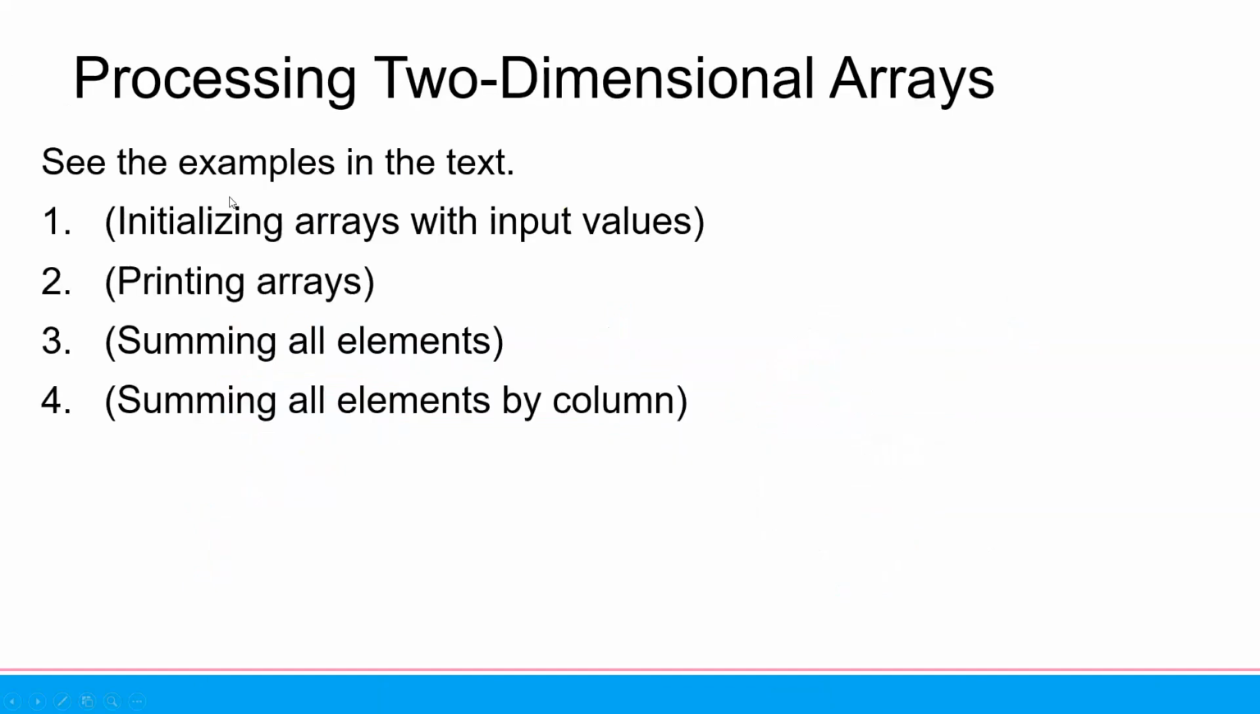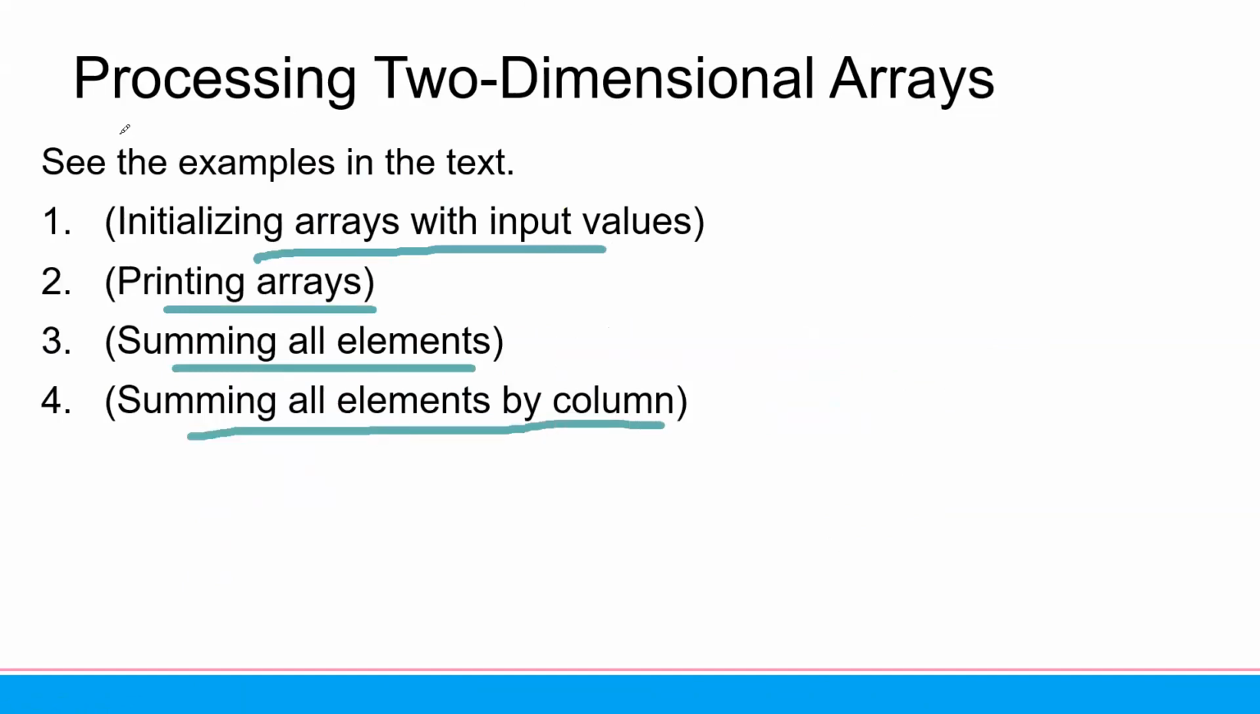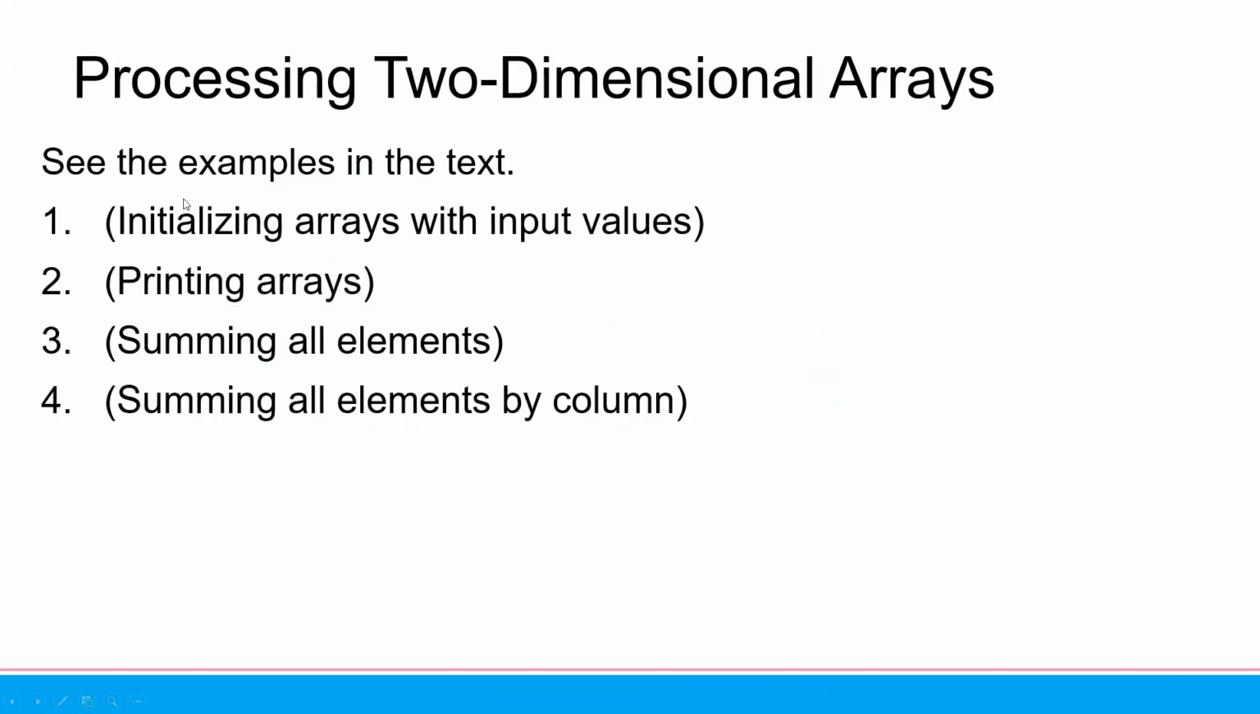So there are some ways to do 2-dimensional arrays. First, we can initialize the arrays with input values. Or we can print the arrays. We can sum all the elements, and we can sum all elements by column. So let's see one by one.